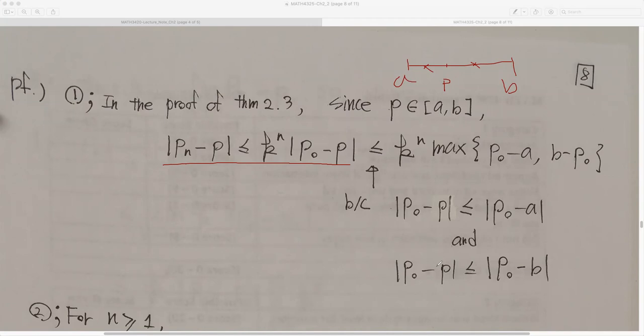Now, and P0 minus P is also less than or equal to P0 minus P. Yes. Okay. So now then, let me see. Okay, so that's why this guy is less than or equal to the maximum of P0 minus A and B minus P0. Okay. So now let's see.